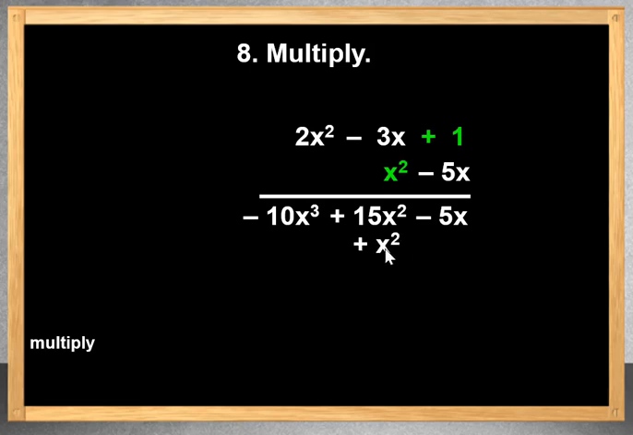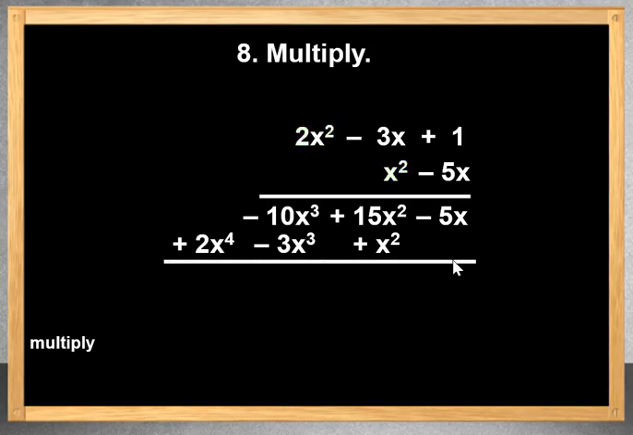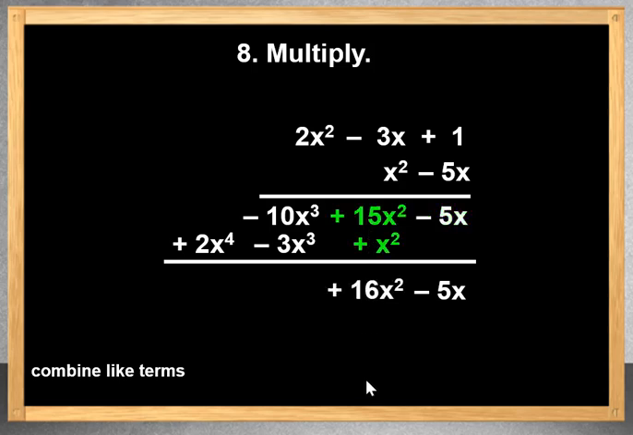Okay, so we indent, right, one place over. And then multiply again. That would give us what? Negative 3x to the third power. And then a positive 2x to the fourth power. As you can see, all the like terms are underneath each other. And then the last step in multiplication is to add down, right? So add these two, negative 5x. 15 plus 1 is 16, positive 16x squared.